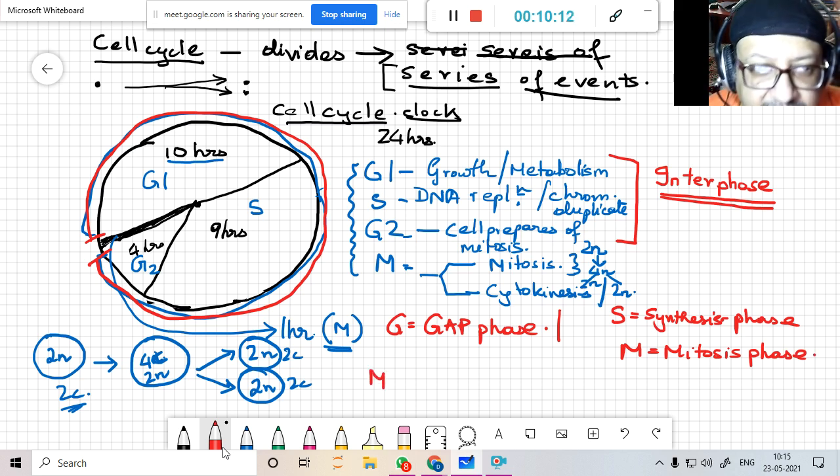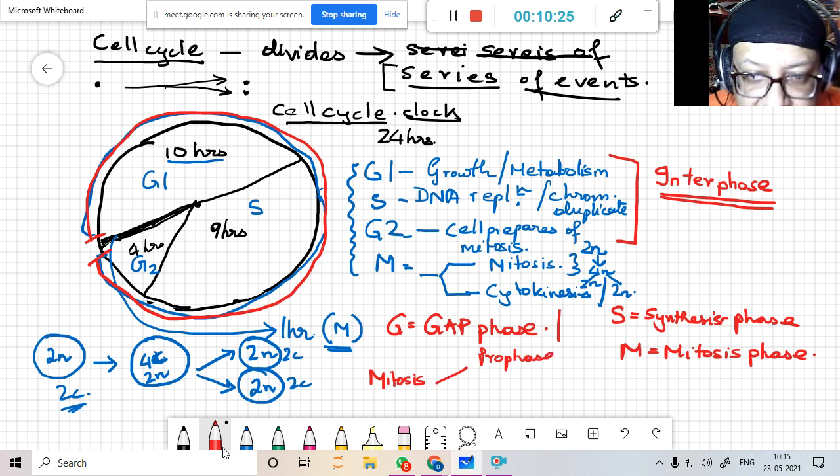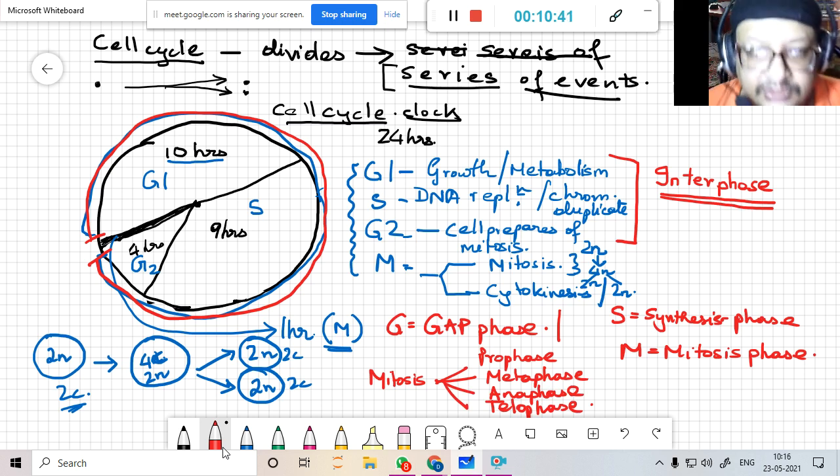In the M phase, mitosis actually can be divided into the stages: prophase, metaphase, anaphase, and telophase. So you know what the actual events are which take place during prophase. During prophase, the chromosomes condense, cell organelles disappear, then all the chromosomes get attached to spindle fibers.